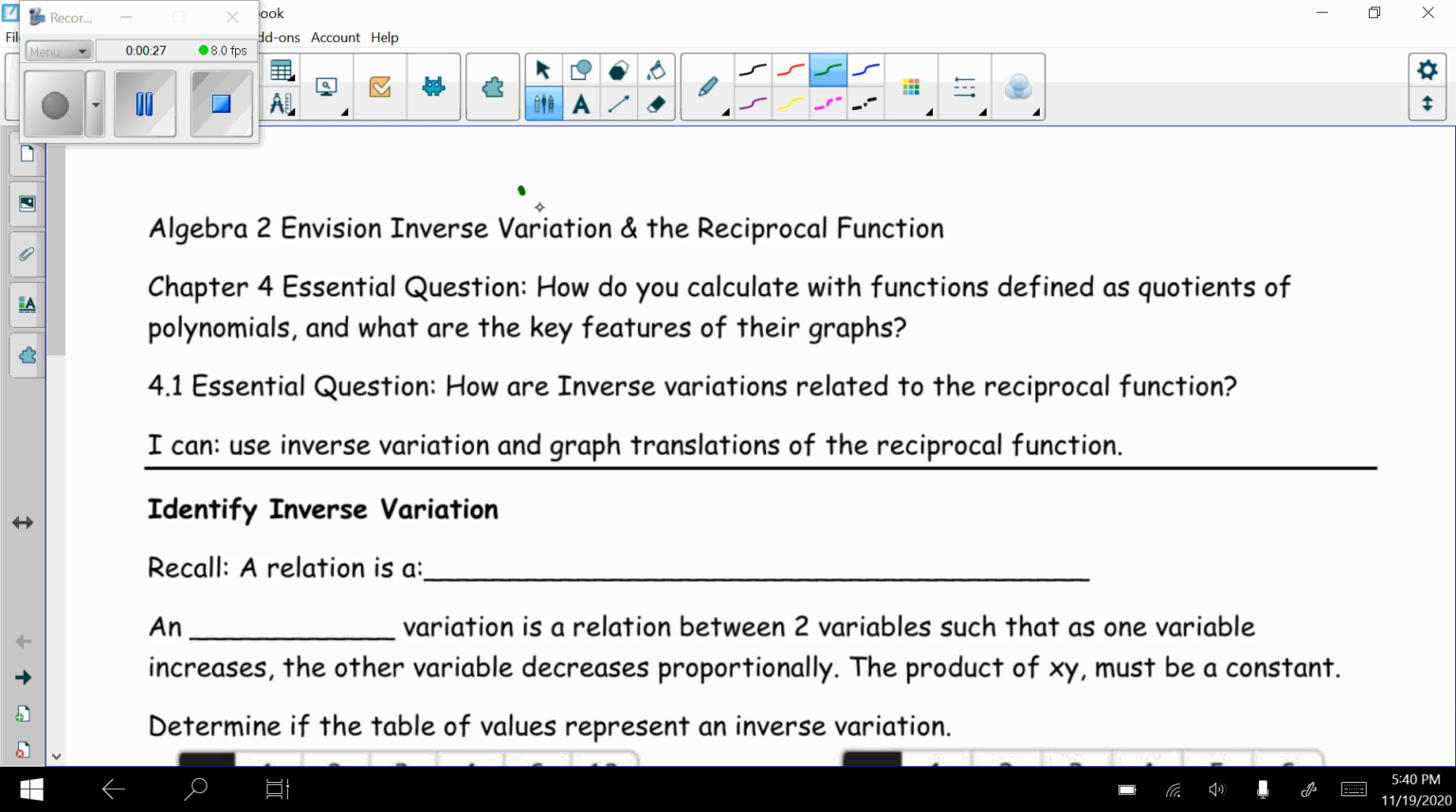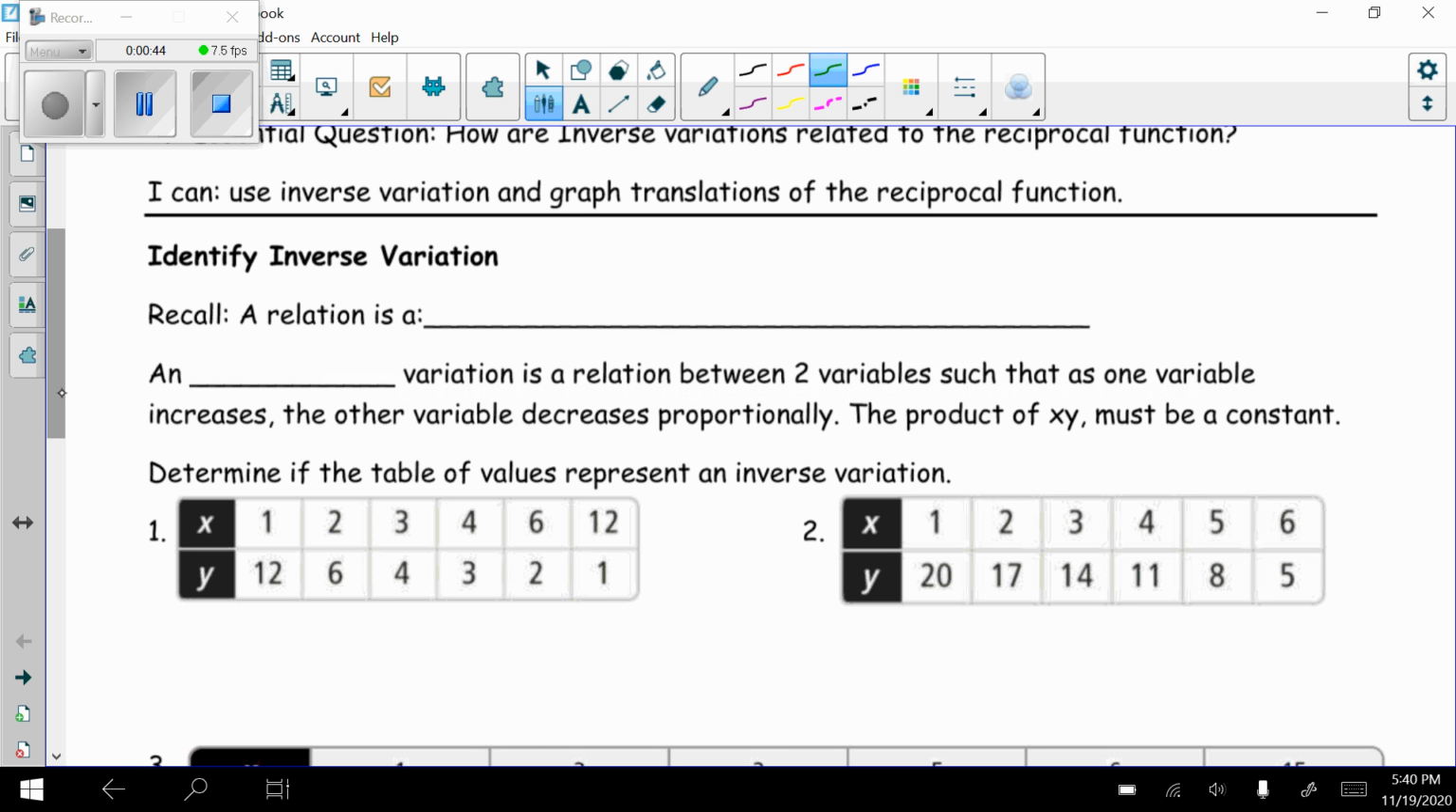4.1 essential question: how are inverse variations related to the reciprocal function? After today, you should be able to use inverse variation and graph translations of the reciprocal function. Today, we're simply going to look at the inverse variation part. So we need to first identify inverse variation.